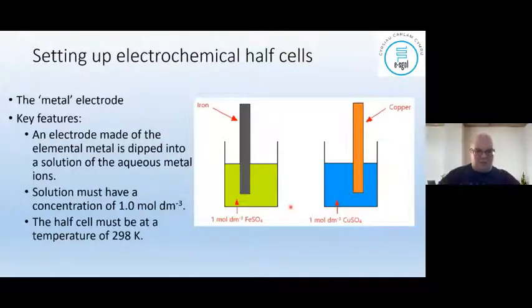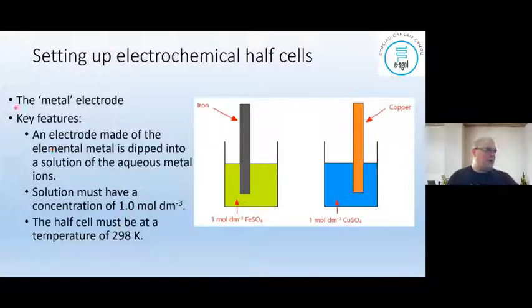So now that we've gone through the basics of splitting up and combining half equations, we're now going to have a look at the practical application of this, which is setting up electrochemical half cells. Now, the electrochemical half cells are basically where we combine a reduced form of a species with an oxidized form of a species, and there are 3 ways of doing that.